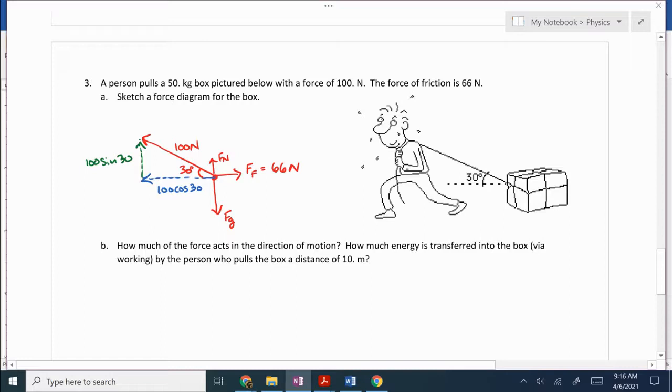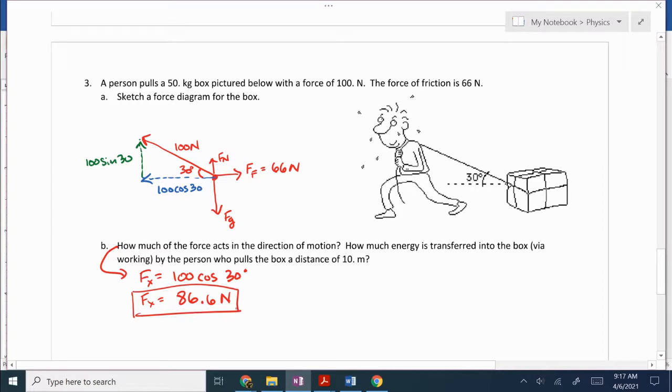So, how much of the force acts in the direction of motion? To answer that question, the force that acts in the direction of motion is the 100 times the cosine of 30 degrees. It's going to give us 86.6 newtons. So that's the first thing it asked us.